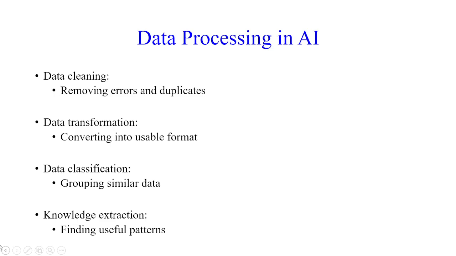Third one is data classification. Here, similar data is grouped together, separating medical images of tumors from non-tumors, for example. Fourth step is the knowledge extraction. This is the most important step: finding useful patterns in the processed data. This is where AI shifts from just storing data to actually understanding it. So, these four steps form the core data pipeline in any AI system.